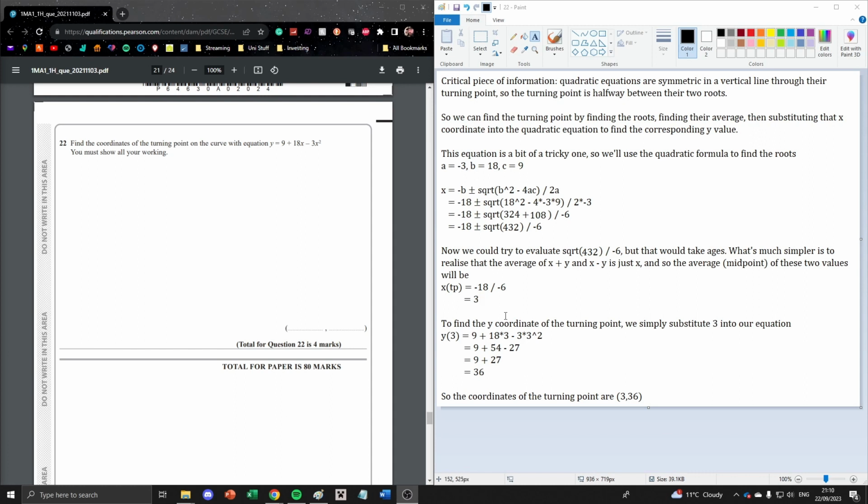And to find the y coordinate, we just substitute 3 back into this equation. So 9 plus 18 times x, so 18 times 3, minus 3 times x squared, so 3 squared. 18 times 3 is 54. 3 times 3 squared is 27, so minus 27. We know that 54 is 27 times 2, so we end up with just 9 plus 27, which is 36. So the coordinates of the turning point are 3, 36.